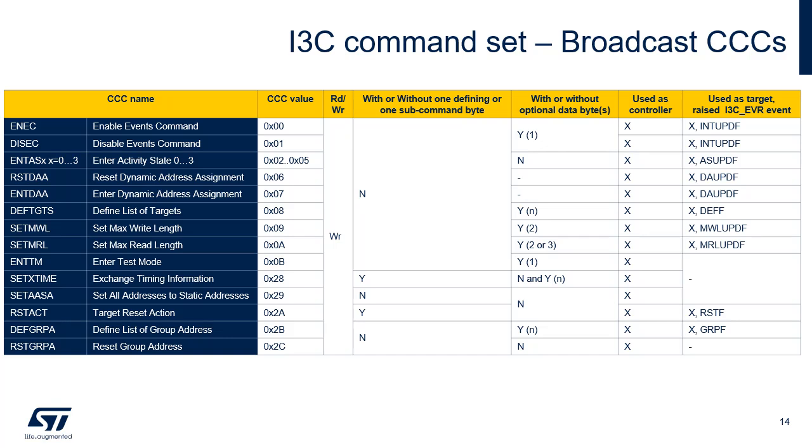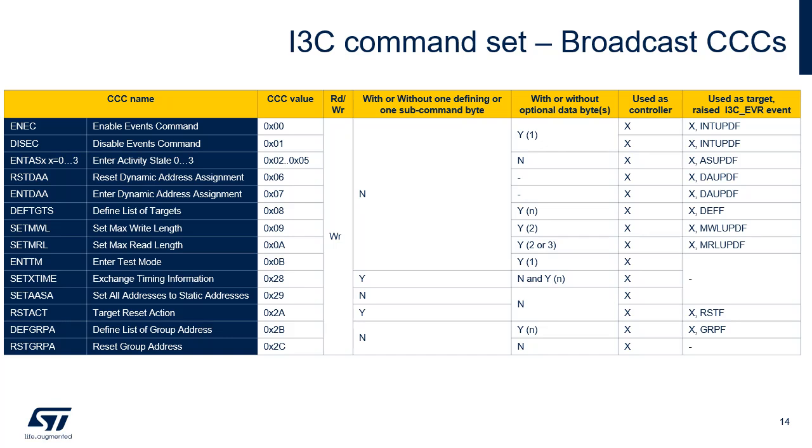The ENEC and DISEC CCCs allow the controller to control when target-initiated traffic is allowed versus is not allowed on the I3C bus. Dynamic addressing is required by the I3C protocol while supporting static addressing for legacy I2C devices. As an optional feature, multiple I3C target devices can share a single group address, allowing a controller device to send a given I3C message to all target devices in the group at once rather than one at a time.